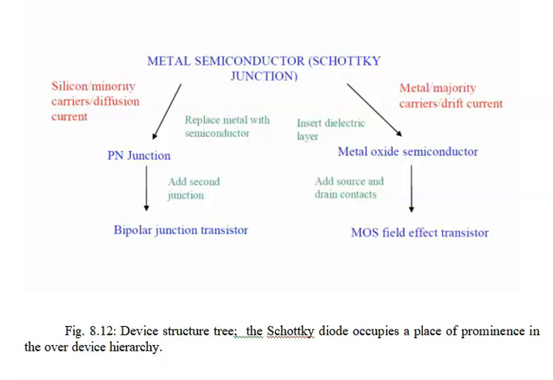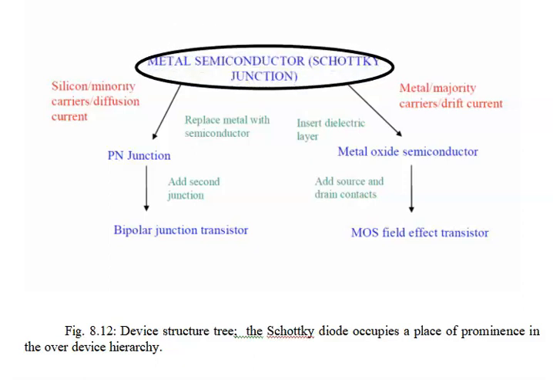Okay, so let's talk now about the metal semiconductor, or Schottky barrier. That's the first thing that we'll be talking about. This is the device structure tree. The Schottky barrier occupies a rather central position because from the Schottky barrier we're going to make modifications, and each modification will take us to a different structure.